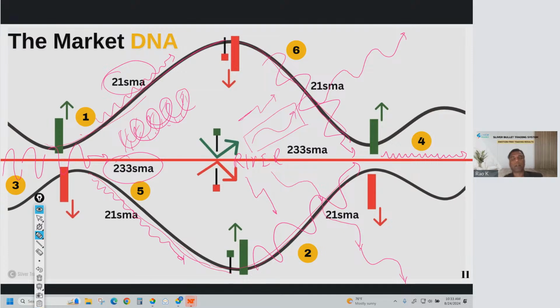Whenever the market goes up, the 21 SMA starts to rise. Whenever the market goes down, the 21 SMA starts to fall. If we understand that the market goes up and then comes down, and when it comes down it has to go up, we can pretty much predict the direction of the market, where it's going and what it's trying to do.